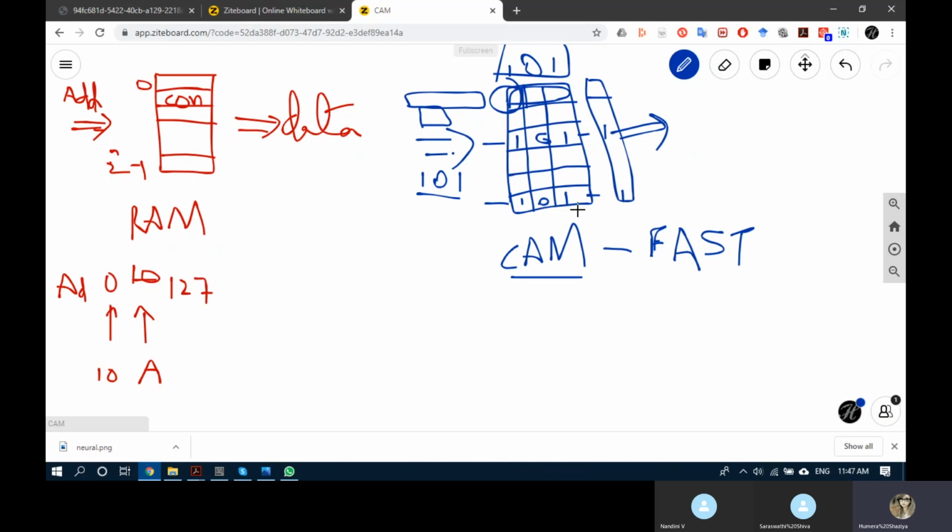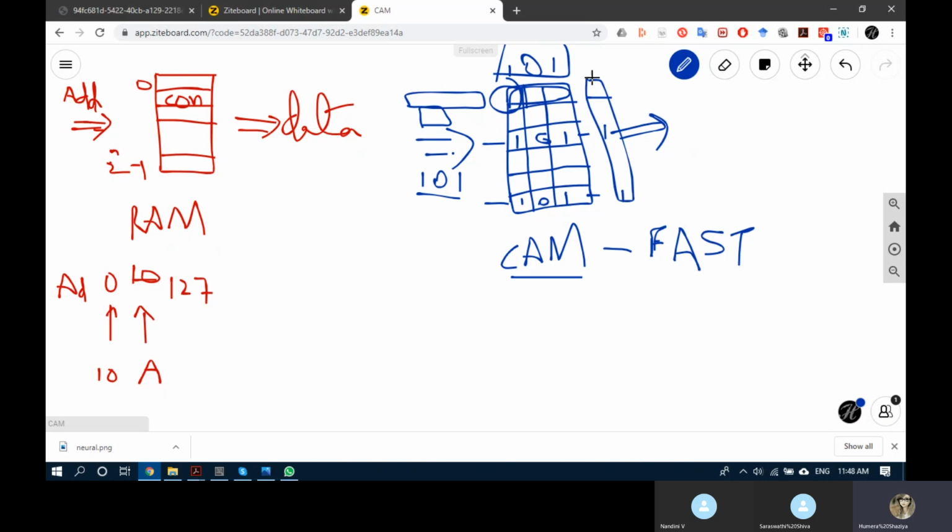Besides this memory, we also have two other registers, which are argument register and key register. An argument register holds the content or the data that is to be matched with the contents of CAM. Key register is the mask that specifies what part of argument register has to be matched, has to be compared.